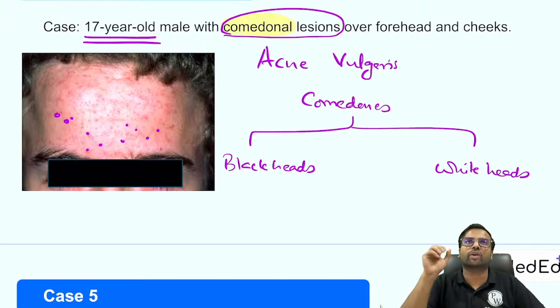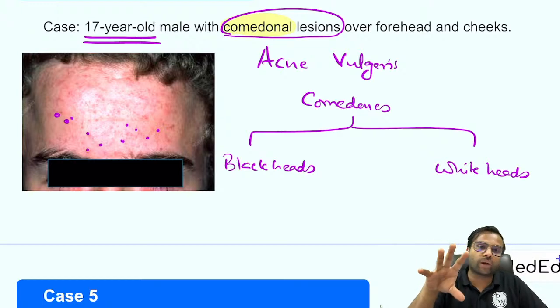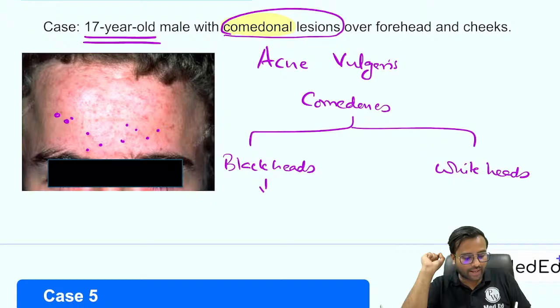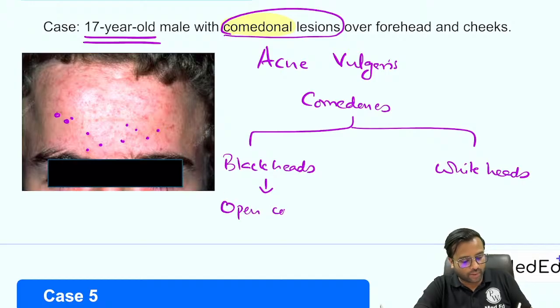So whenever we see anyone with lesions over the face, and whenever they have either a comedone, or papules, pustules, nodules and cysts, then we can call it an acne vulgaris patient, right? So what do blackheads mean? Blackheads are these small lesions present over the face which open up. Once they open up, because of the oxidization reaction, these comedones turn black in color. So are they open comedones or closed comedones? These are going to be open comedones.